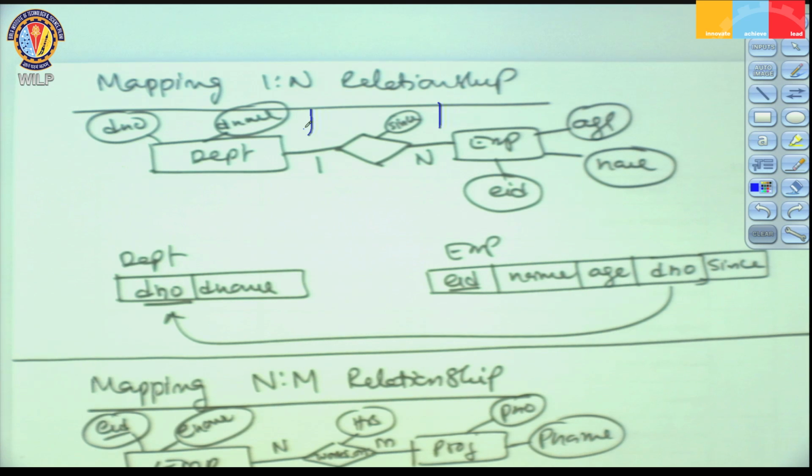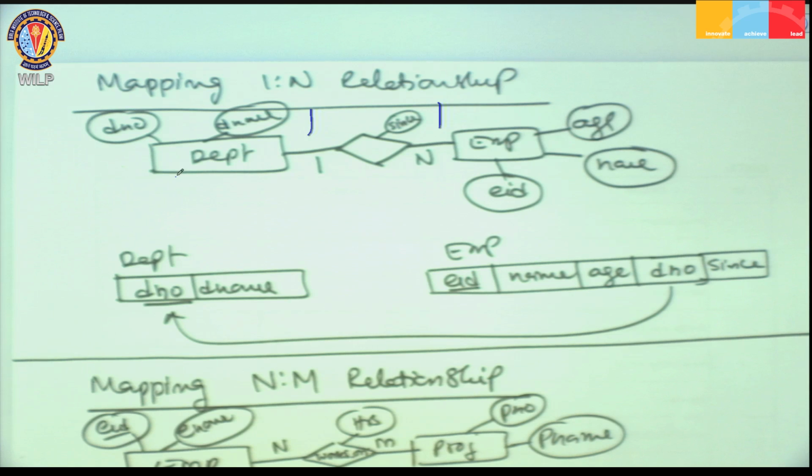In such a case, how to map this to a relational schema? Since this is a regular entity type, map it into a relation, and since this is also a regular entity type, map it into a relation, and include department number and dname, which are the regular attributes of this entity type, as fields of this table.